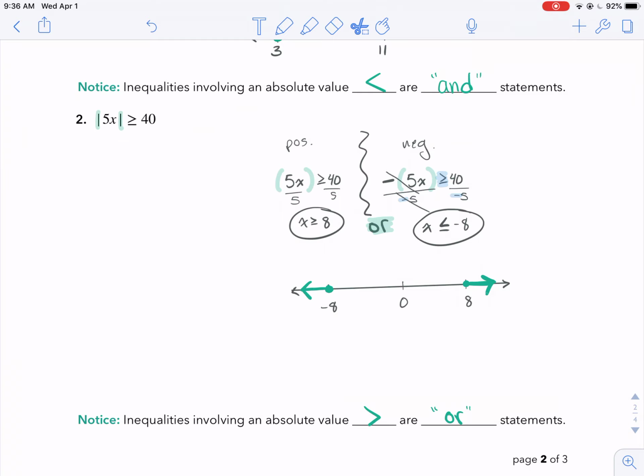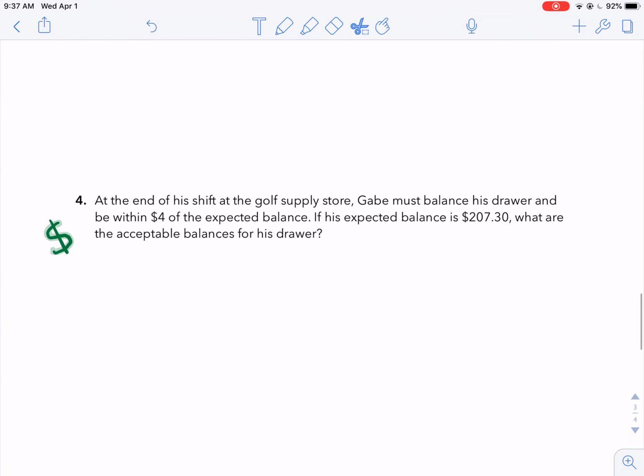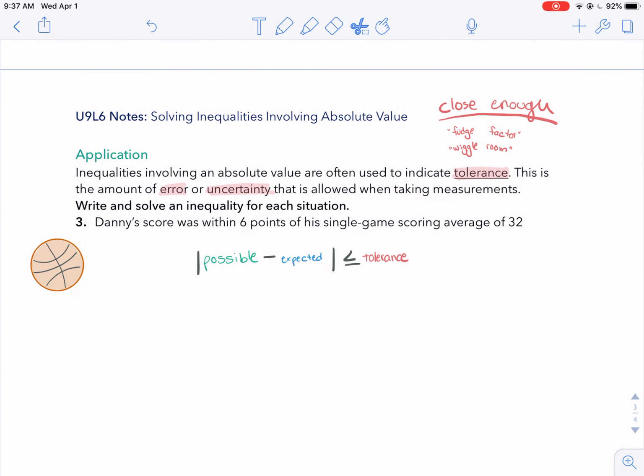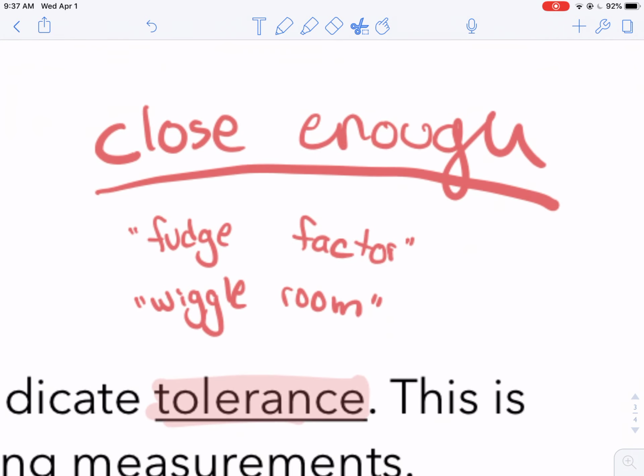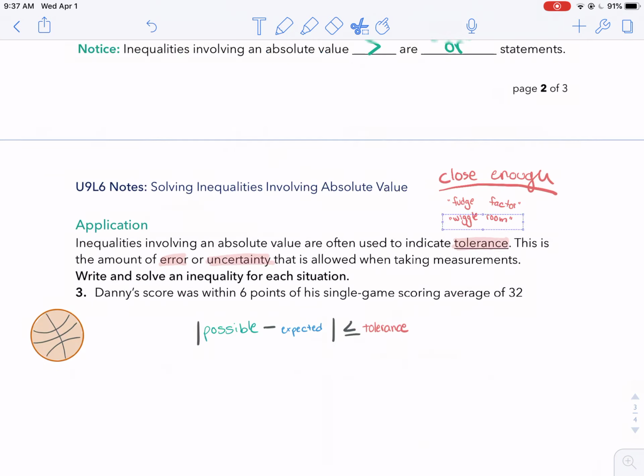What a great question you guys have. We are going to talk about tolerance. We're going to look at what tolerance is, and then we'll take it to the basketball court, and then we'll take it to the golf store. So tolerance is another way to say what is close enough. What's my fudge factor? How much wiggle room do I have?